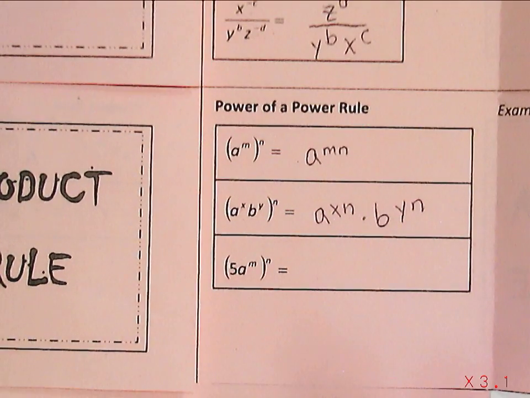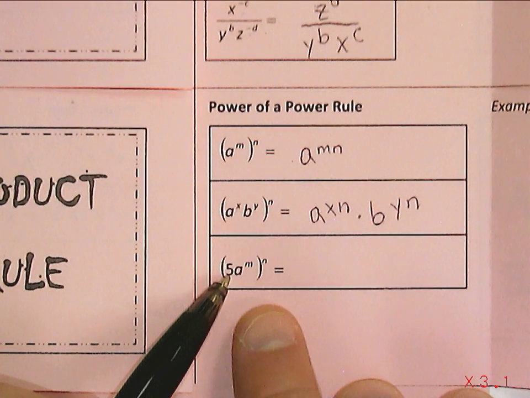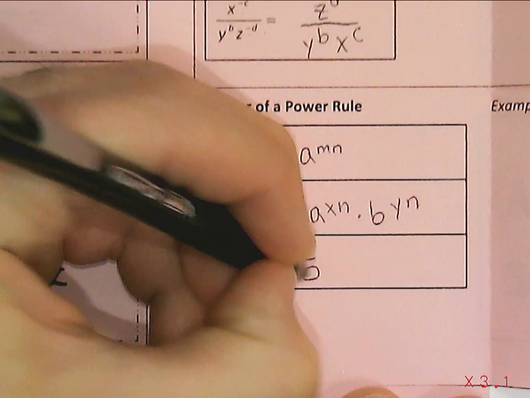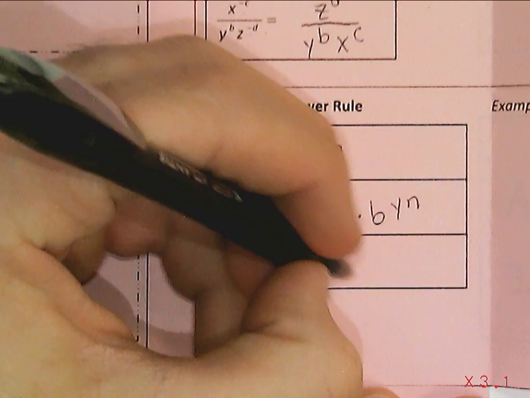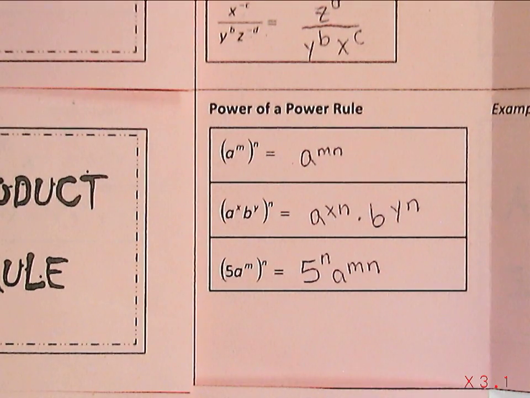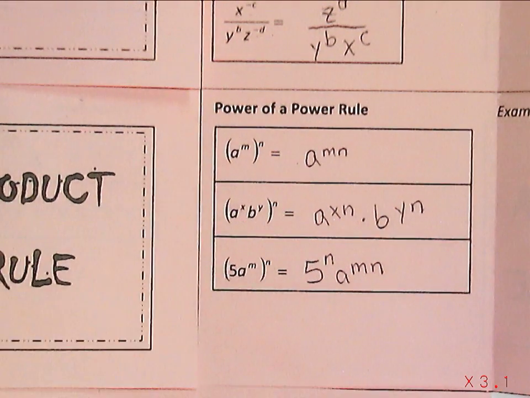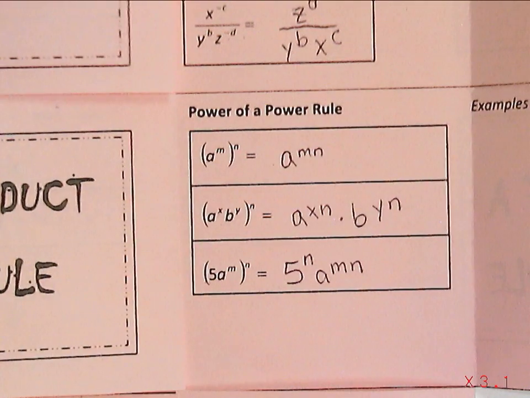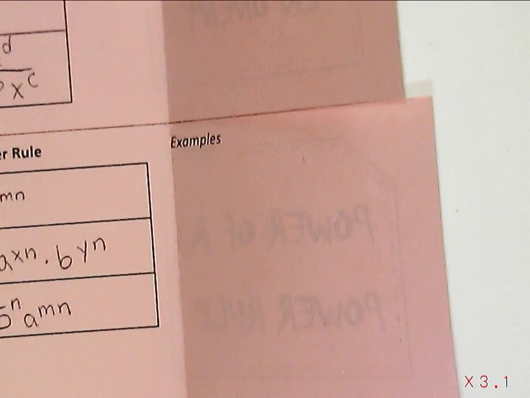And last but not least, you can have this with the coefficient, and this coefficient needs to take this exponent as well. So this one would look like 5 to the nth power times a to the m times n. Then let's quickly get to our examples here and be referring to this while we're working through them, okay? And when you're working through your examples, refer to this and write them here like we had talked about.